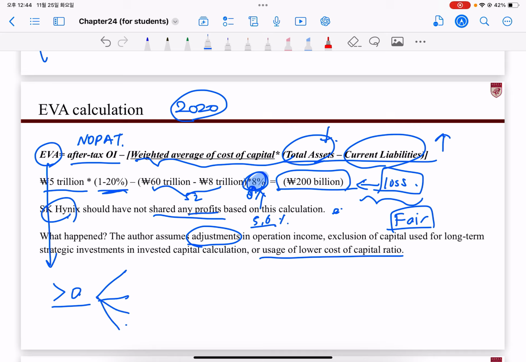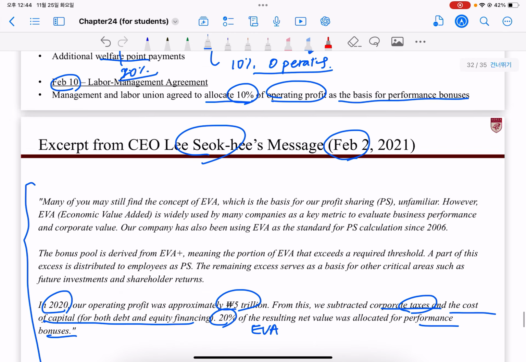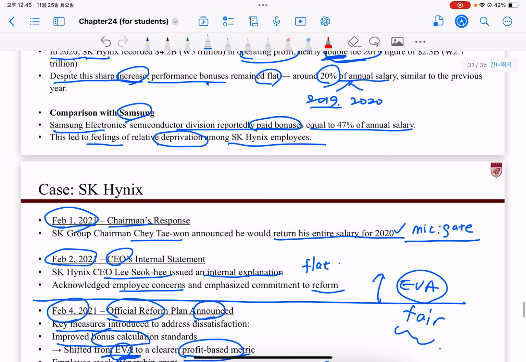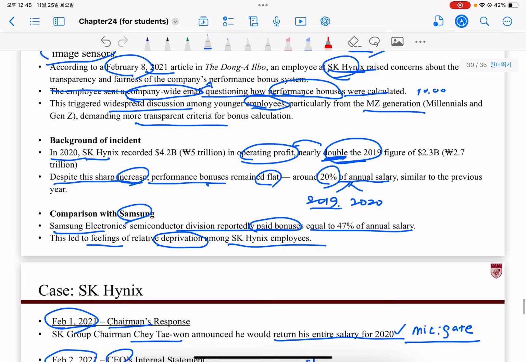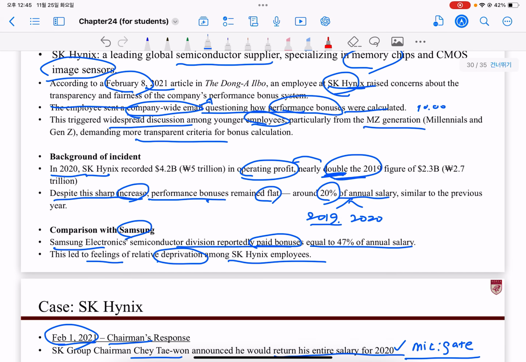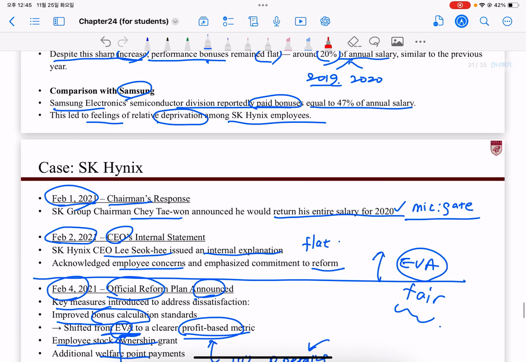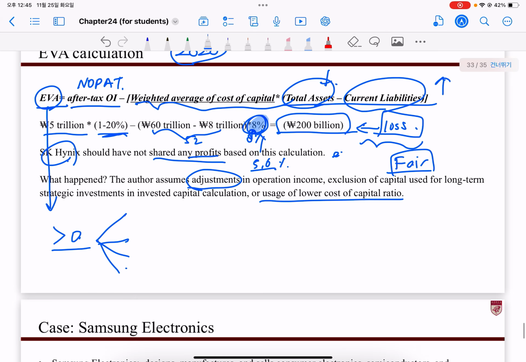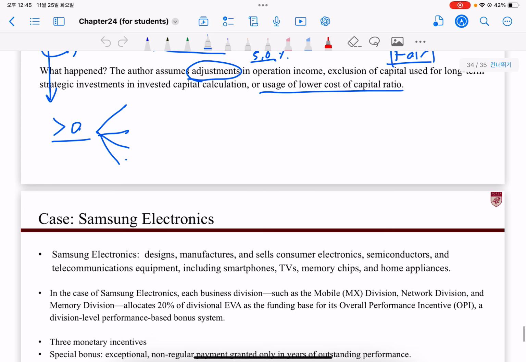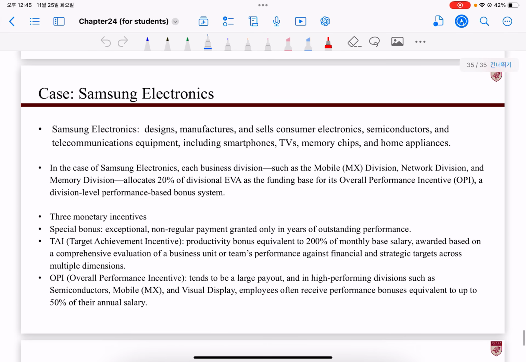So I'm not for or against what SK Hynix has done, but if this is true, then the employees' statement that SK Hynix has given them unfavorable treatment is false, right? Let us also look slightly at the Samsung Electronics part.